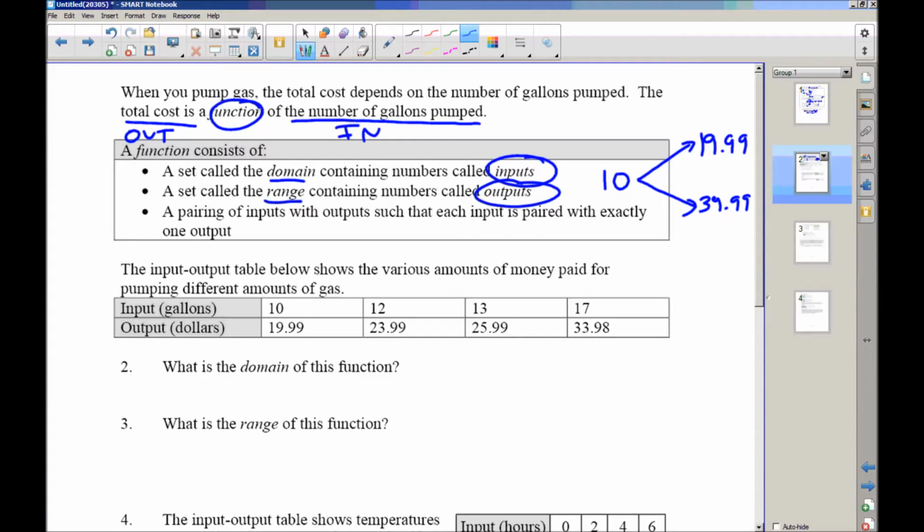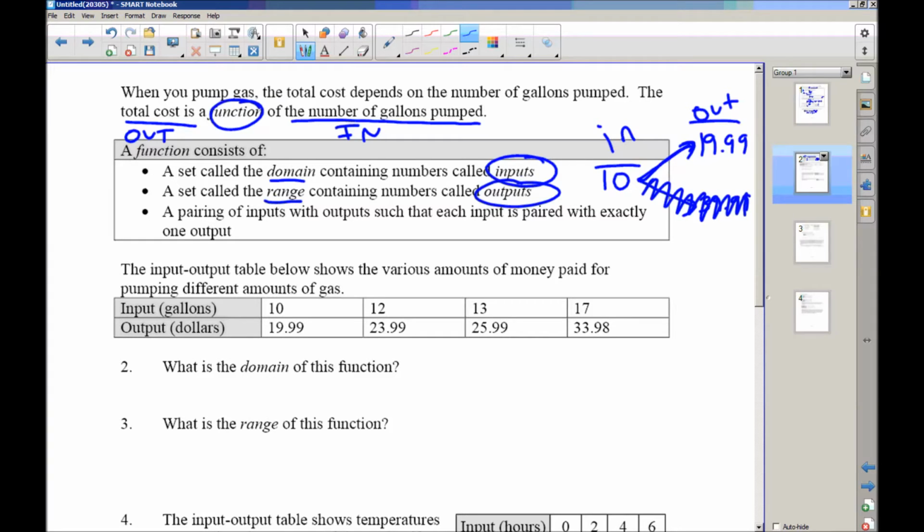Now, why is that? Well, that makes sense because if 2 people went up to the gas station at the same time, they both pumped this input of 10 gallons, their output for cost should not be different. We walk in and they say, oh, you pay 19.99, you pay 39.99. That just doesn't make any sense. So for it to be a function, every input can only point to one output.